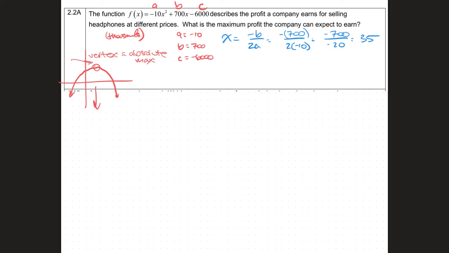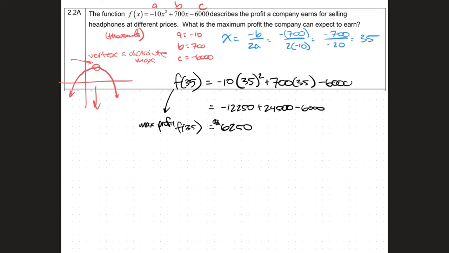Now we need to find the y value. Let's switch to black for that. So y, this will be our max profit at 35, right? f of 35 gives us our max profit at 35. That's going to equal negative 10, and my x value is 35 squared, plus 700 times 35 minus 6,000. So I plugged it in, and then I did the math, and our max profit is going to be 6,250.